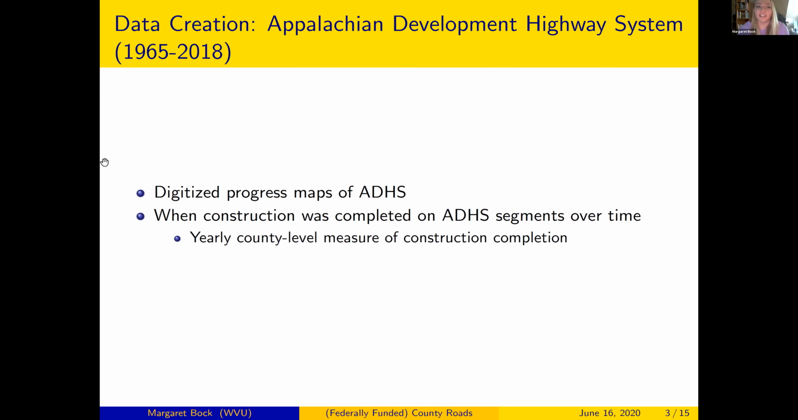Okay, so to talk about my data a little bit, where do I get my roads data? Well, I basically have to make it myself. All of the data for the Appalachian Development Highway System comes from digitized progress maps of the ADHS. Pretty much every year since 1965, there has been a progress map published that shows the construction completion over the year. So I took pretty much 50 years of maps and I turned that into usable data. So I have a yearly county level measure of construction completion.